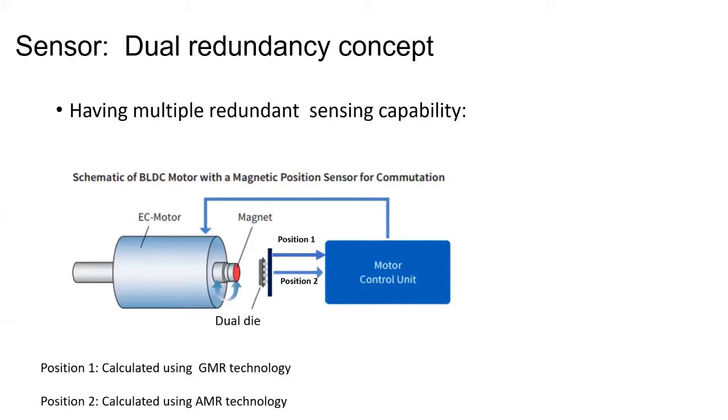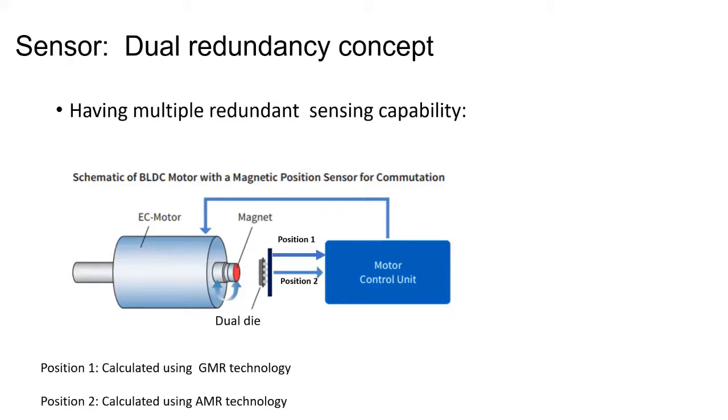Now, for most of the sensor design concept, if you take the sensor subsystem as such, the way we are going to achieve safety is by having redundancy in our sensor capability. That means having multiple redundant sensing capabilities. This is a simple example.